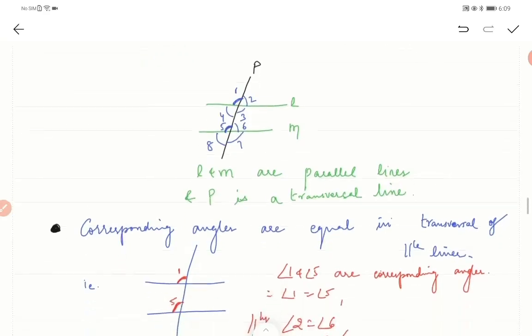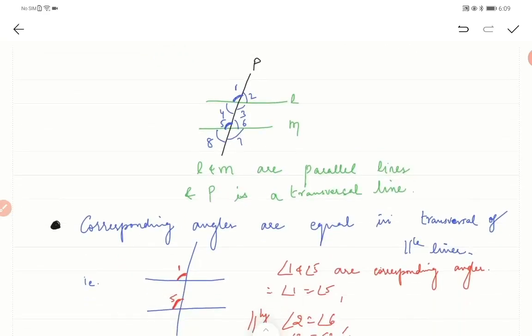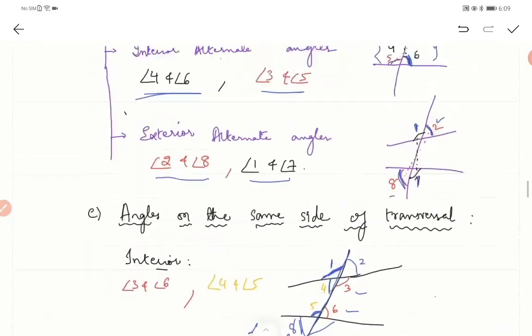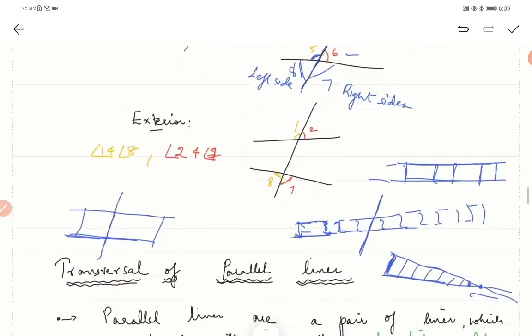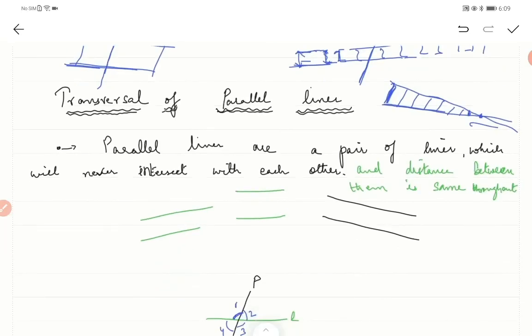All right, so parallel lines will also form the same angles that we had seen with this transverse line and two non-parallel lines, the non-parallel lines which we had seen.